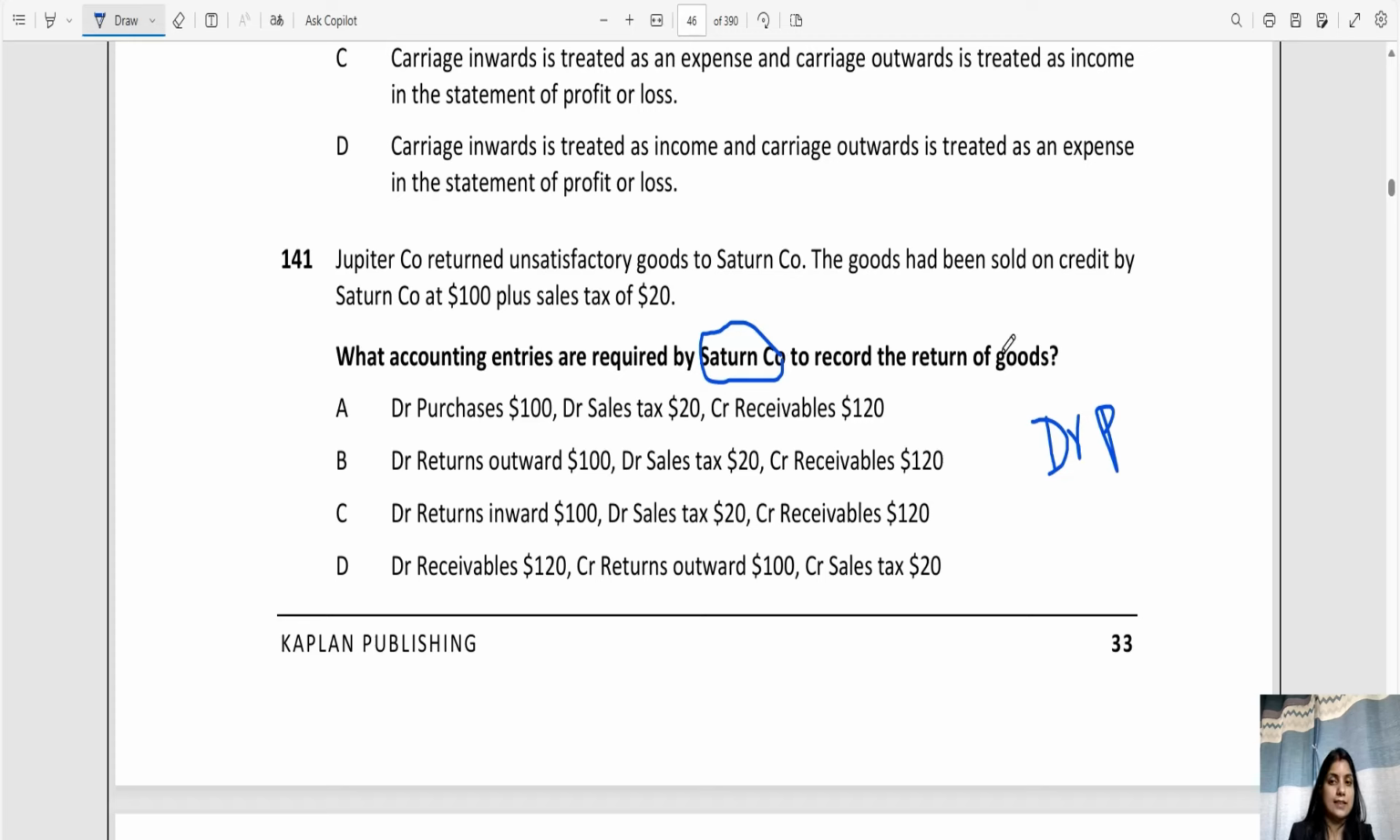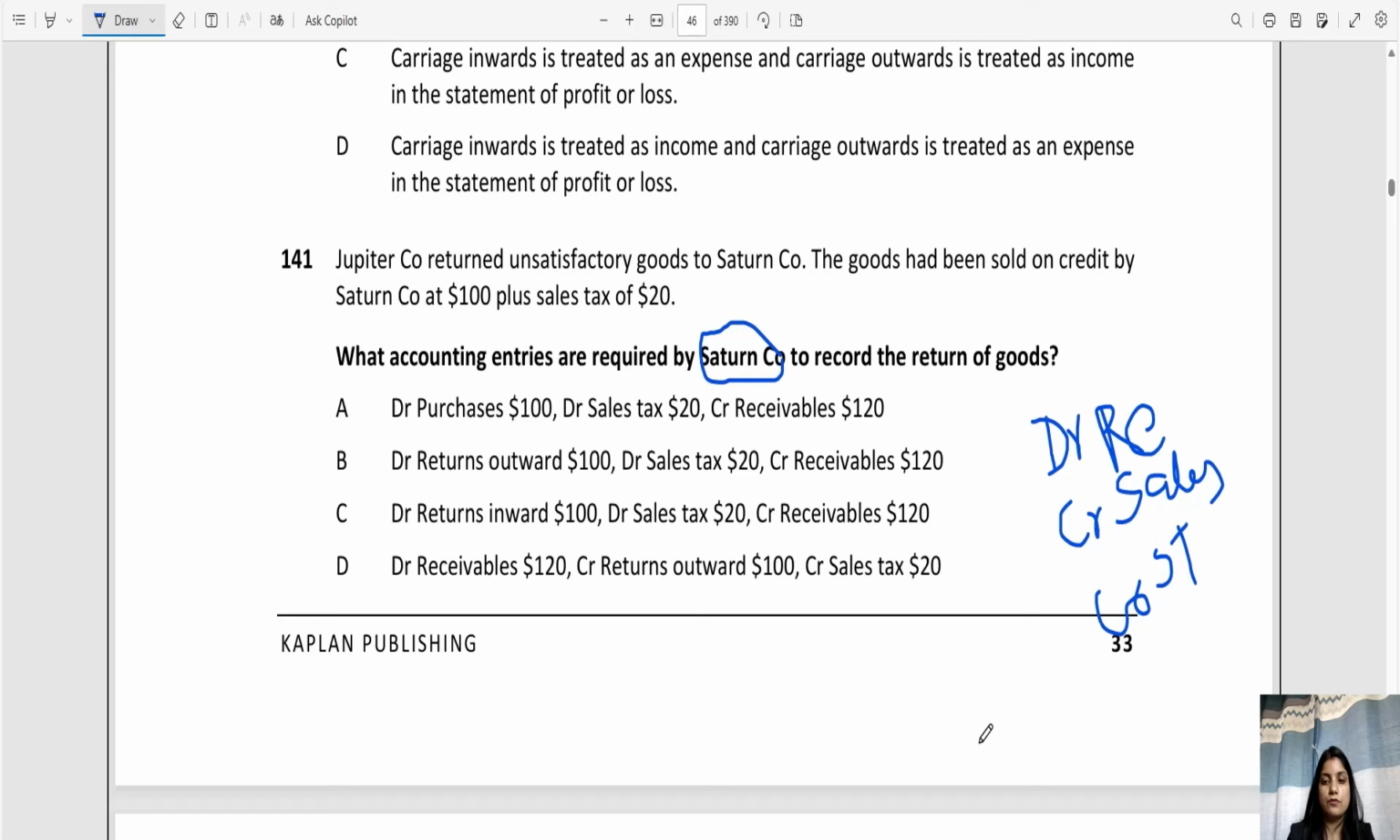So for Saturn, it's a sale. How has Saturn recorded this transaction? As the goods were sold on credit, they booked the receivables. It's a sale, so credit will be sales, and the other credit will be the sales tax. I will write it down as T. So receivable will be 120, sales will be 100, and sales tax will be 20. But now the customer has returned the goods. Who is the customer? Jupiter Company.